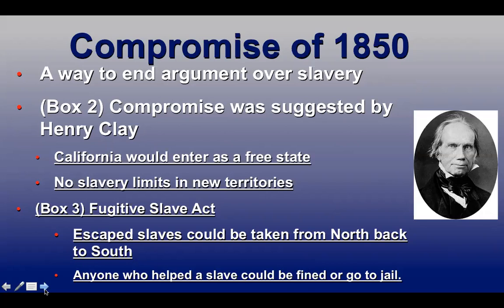So if you were caught helping someone on the Underground Railroad, or you were just caught helping someone in general escape from slavery, you would either have to pay money or you would go to jail for that. Probably the number of times you were caught would depend on what your punishment would be. And so that became a big issue between the North and the South. So that's what the Compromise of 1850 did.